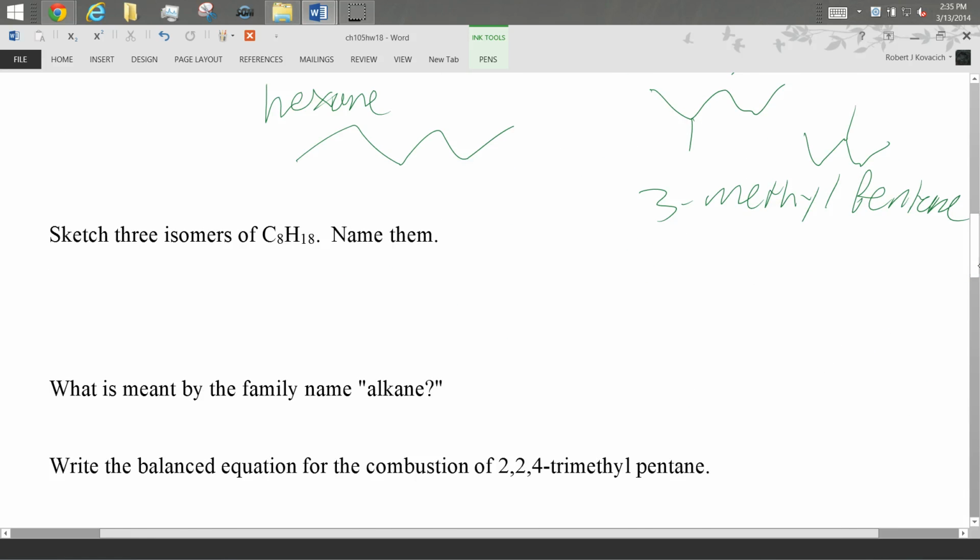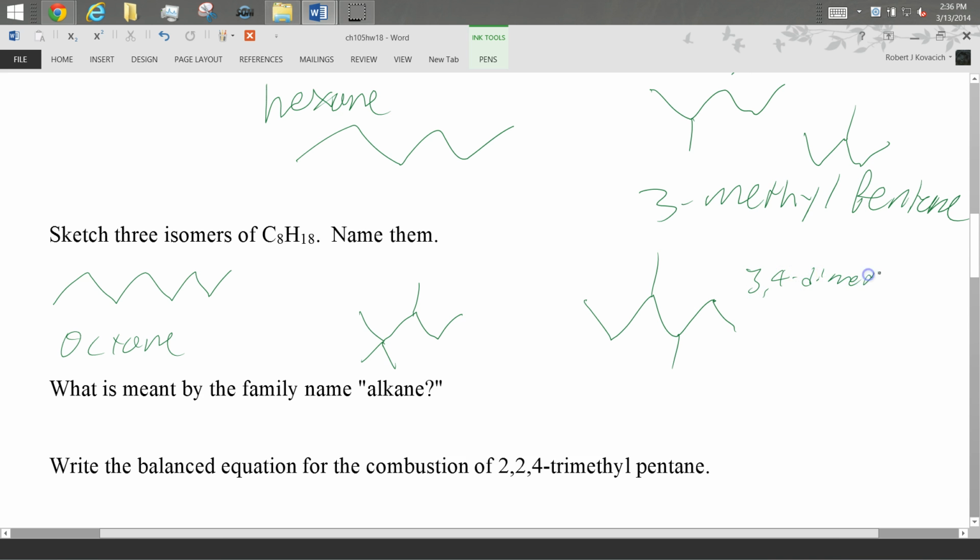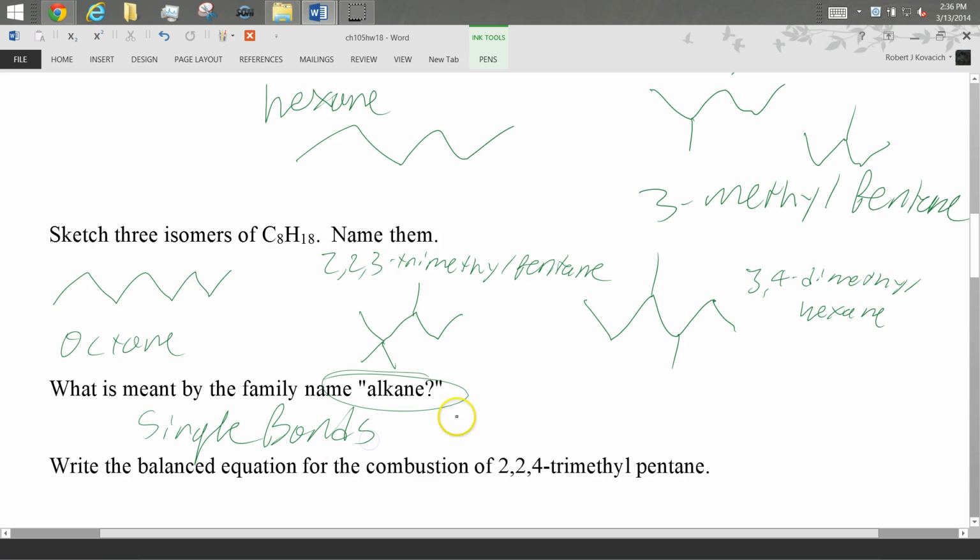Three isomers, octane, 2, 3, 4, 5, 6, 7, 8, 1, 2, 3, 4, 1, 2, 3, 4, 6, 7, 8, octane, 3,4-dimethyl hexane, 2,2,3-trimethyl pentane. So what's this mean? SP3 hybridized carbons. All the carbons are SP3 hybridized because they're all single bonds.